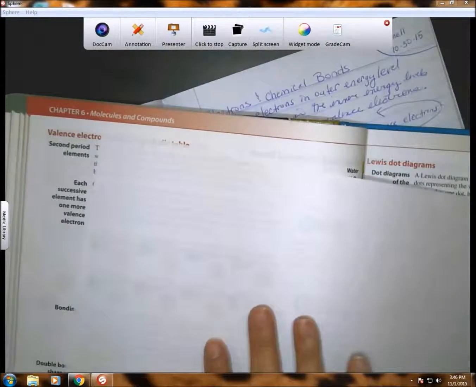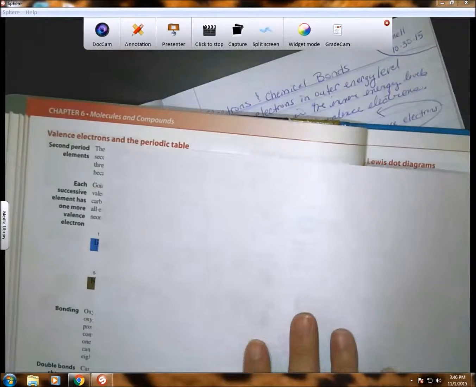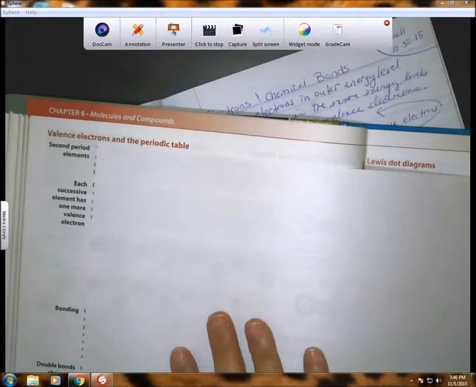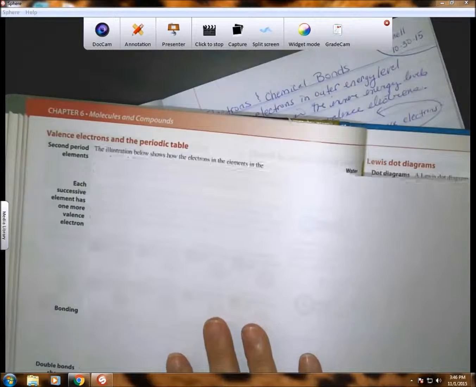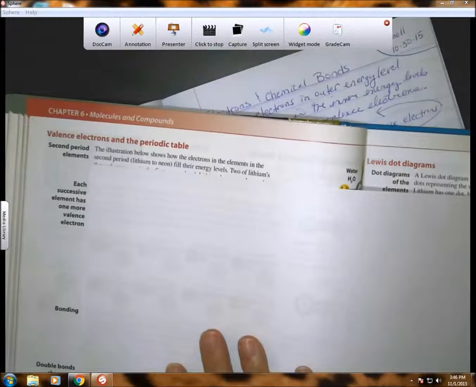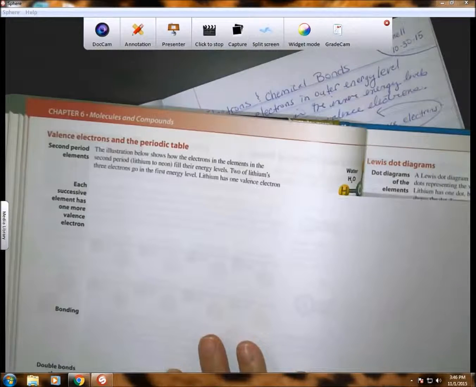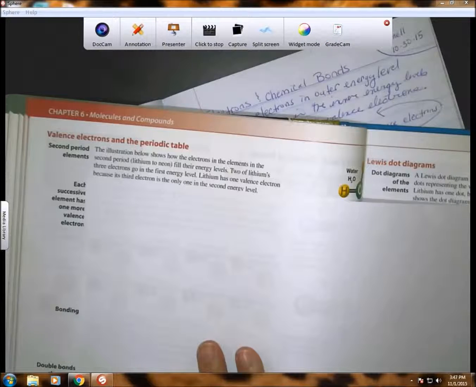Second period of elements. I'm going to read this whole page because I think we might be ready, or maybe a half page. Let's see how far we get. The illustration below shows how electrons in the elements in the second period, lithium and neon, fill their energy levels. 2 of lithium's 3 electrons go in the first energy level. Lithium has 1 valence electron because its third electron is the only one in the second energy level.